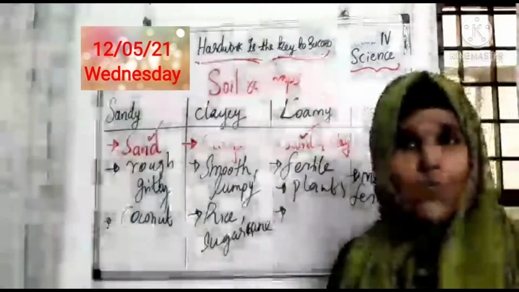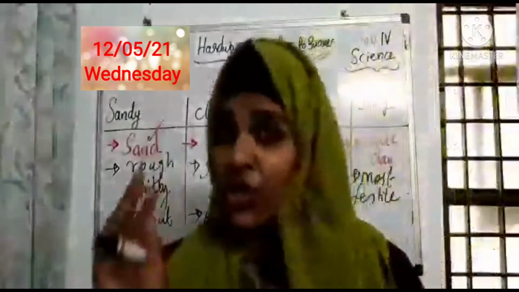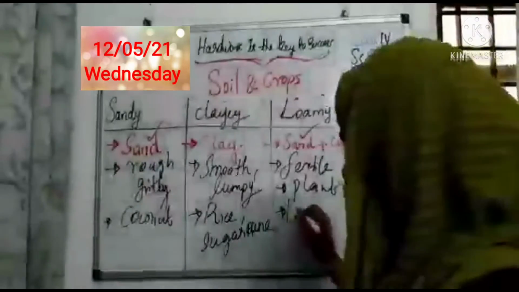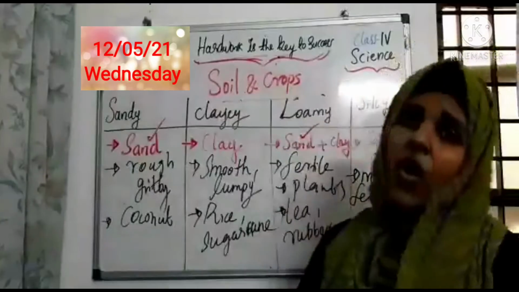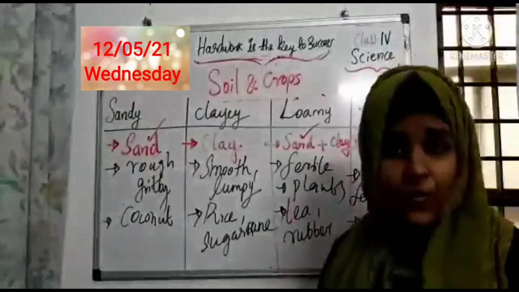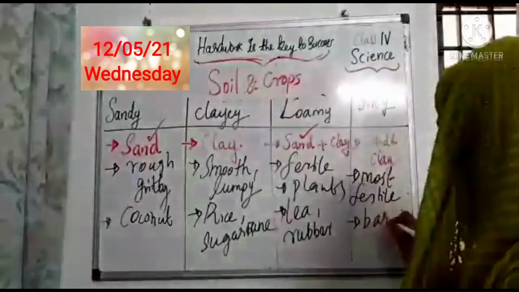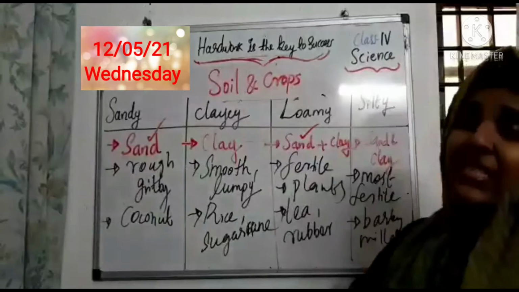Which type of plants will grow in loamy soil, children? It is very fertile. It is fully rich of humus, right? Tea and rubber grow well in loamy soil. Okay, then what about silty soil? Which type of plants will grow in silty soil? Barley and millet, plants like that will grow in silty soil.